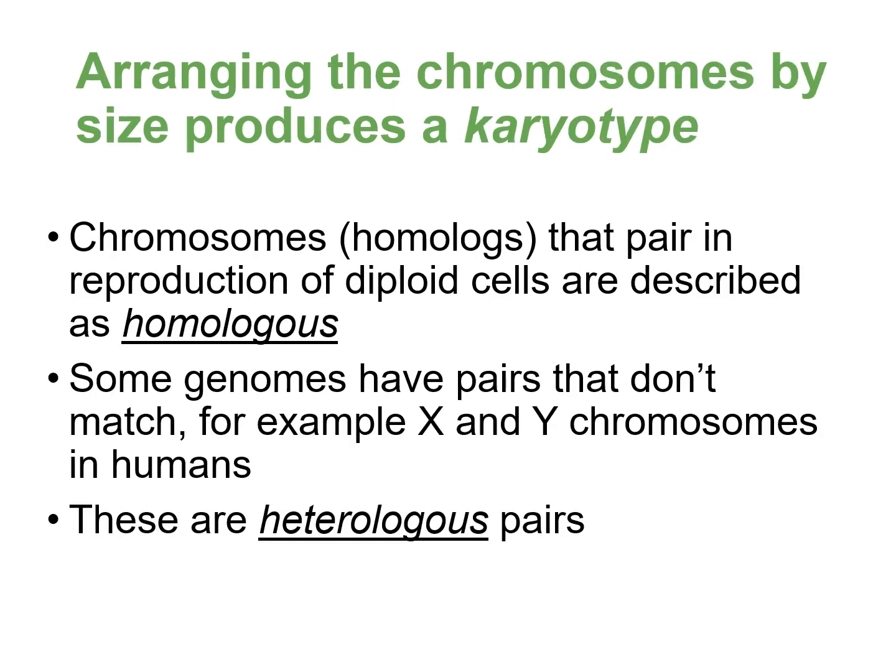Arranging the chromosomes by size produces what's known as a karyotype. So chromosomes or homologs that pair in reproduction of diploid cells are described as homologous. Some genomes have pairs that don't match. So for example, X and Y chromosomes in humans, if you're a male, or XX in females, these are what we refer to as heterologous pairs. So homologous is basically the same, right?